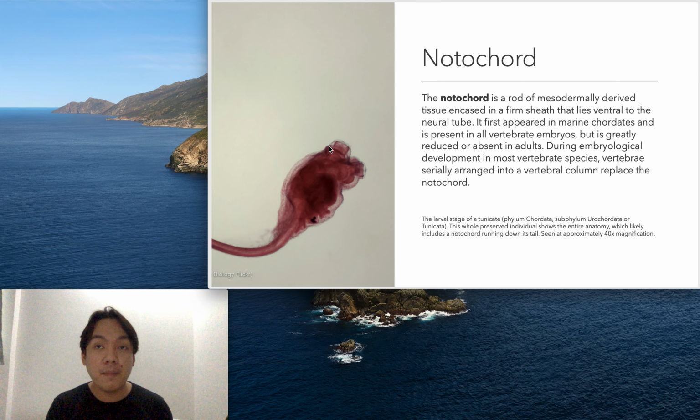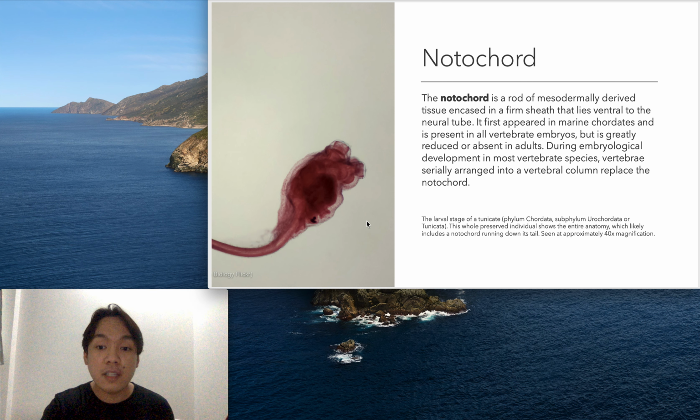The notochord is a mesodermally derived tissue, a film sheet that lies ventral to the neural tube. It's found in here, the belly part of the animal. It first appeared in marine chordates and is present in all vertebrate embryos, but it's greatly reduced and absent in adults. So they are present during the embryological development of most vertebrate species. These are arranged in a vertebral column that replaces the notochord. So for mammals or for humans, you'll see the spinal cord being housed inside the vertebral column.